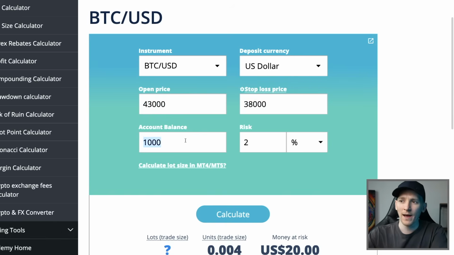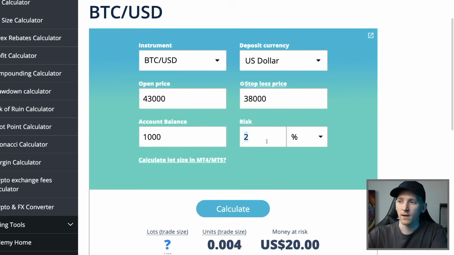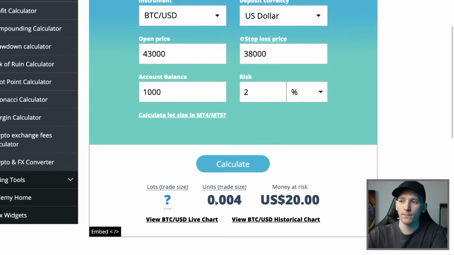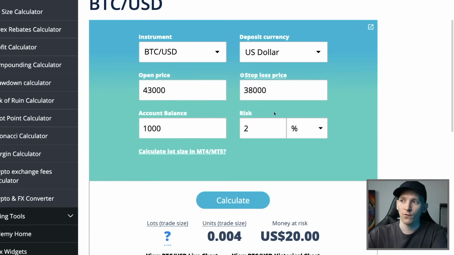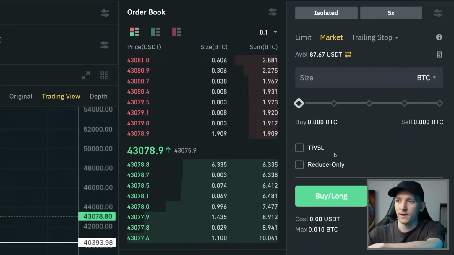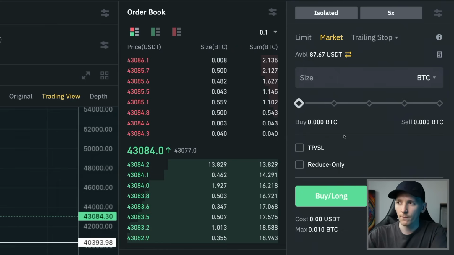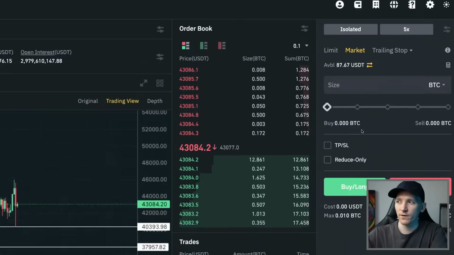If we have a $1,000 balance and we want to risk 2% of that, then we can trade 0.004 units of Bitcoin. That puts $20 at risk if we get stopped out at our stop loss level. Traders may trade around 1 to 3% risk per trade of their balance. But if this is your risk money, it's up to the individual, but I can't promote taking extra risk or anything like that. From here, we know it's 0.004 BTC.